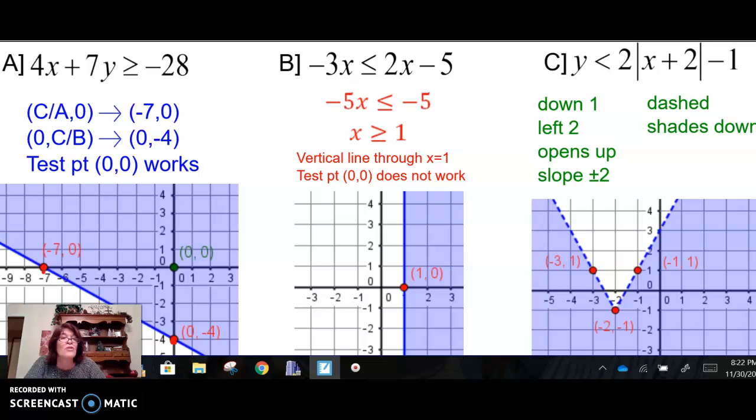And then I don't know which to shade. I'm going to try 0, 0. I put 0 in for x, 0 in for y. I get 0 is less than 0 plus 2 is 2. Absolute value 2 is 2. 2 times 2 is 4. Minus 1 is 3. Is 0 less than 3? Sure is. So 0, 0 needs to be shaded. So that told me it was everything under the V. All right.